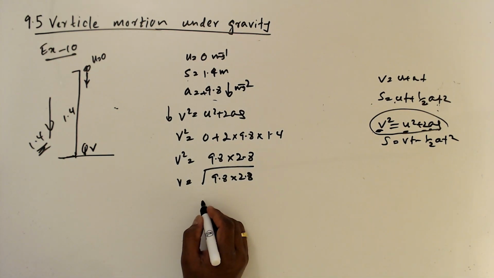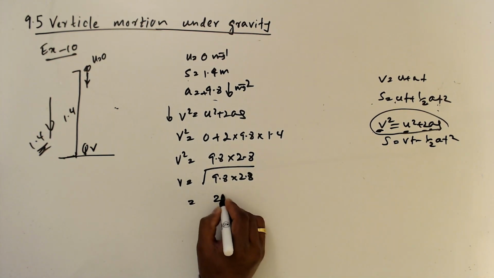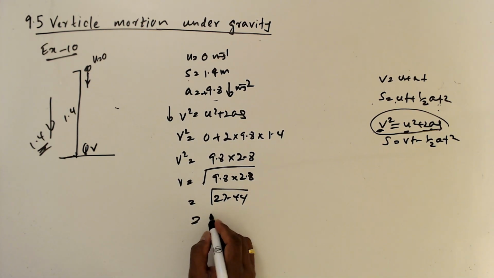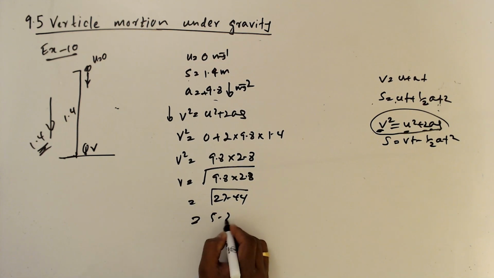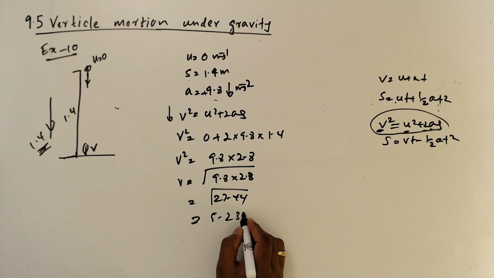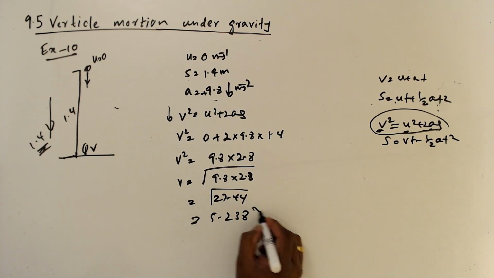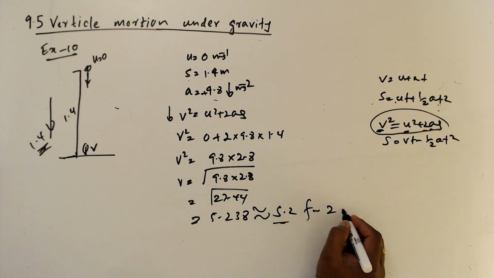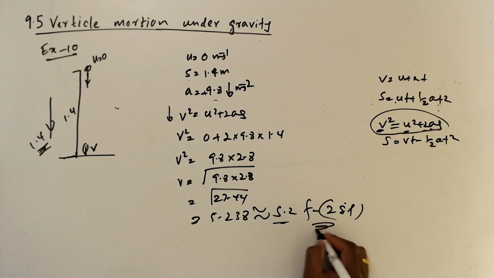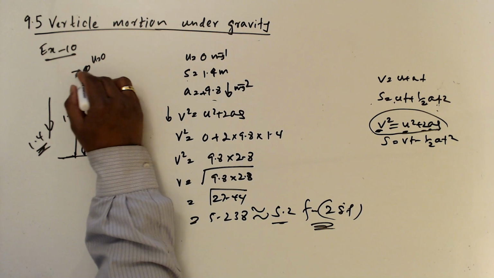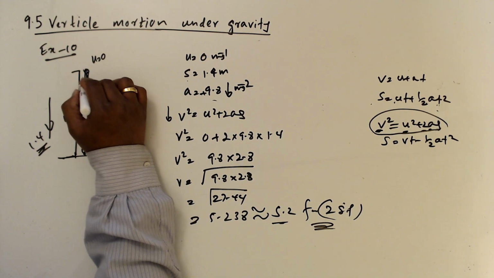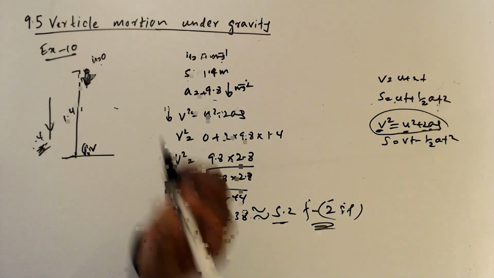So this answer is going to be the square root of 27.44, which is 5.238, so approximately 5.24 m s^-1. This is a free fall from the book, and because of that, u equals 0.